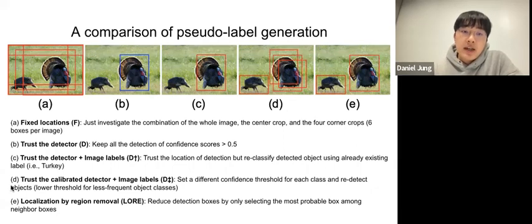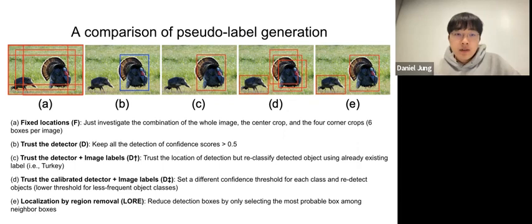And stage D is trust the calibrated detector and image labels. In stage C, it only detected one object, which is not sufficient because of course there are 2 beings in the image. We want to detect every being in the image. So you're trusting the calibrated detector, which was used in stage C, but also using image labels. You're setting a different confidence threshold for each class and re-detecting objects.